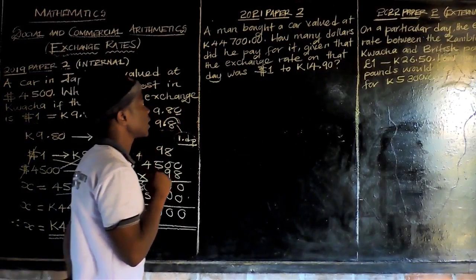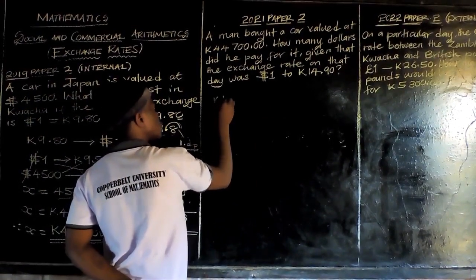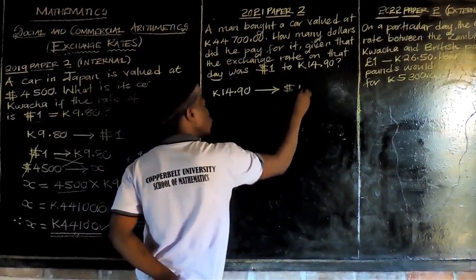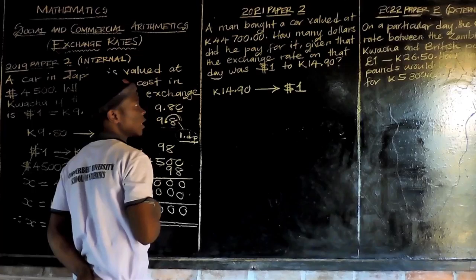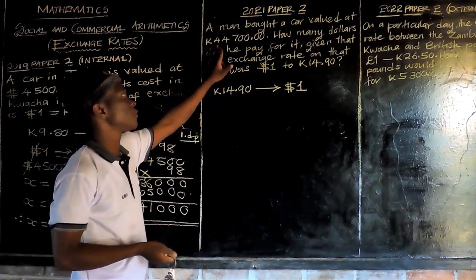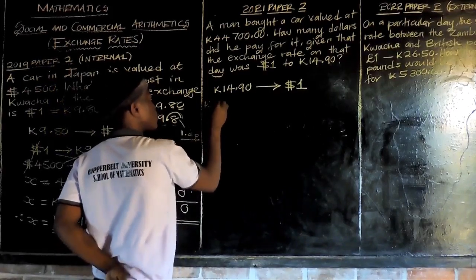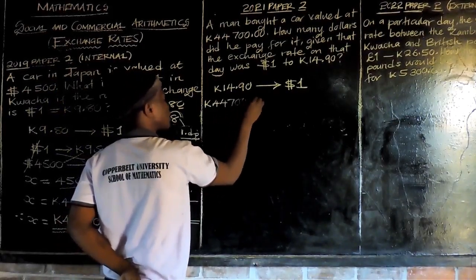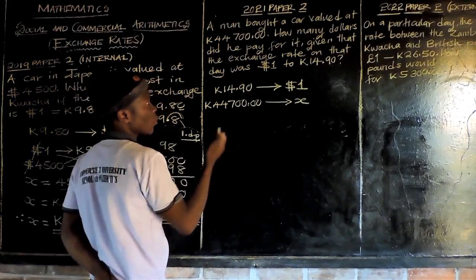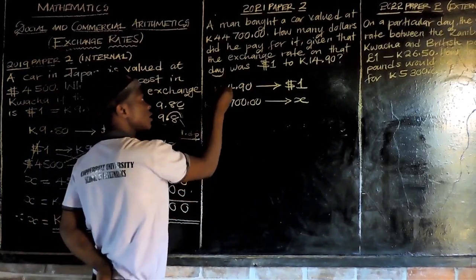Yes. So in this case, we have been given the exchange rate to be 14 kwacha 90 ngwee is equal to $1. Now, they want us to find how many dollars could be exchanged for 44,700 kwacha. So 44,700 kwacha is going to give us how many dollars? So we say x dollars. Because we want the money in dollars, we need to get rid of the kwacha, right?